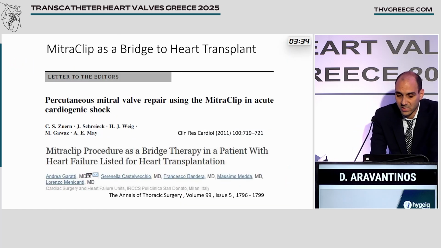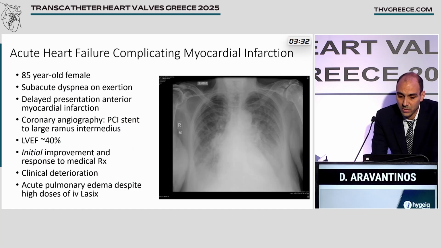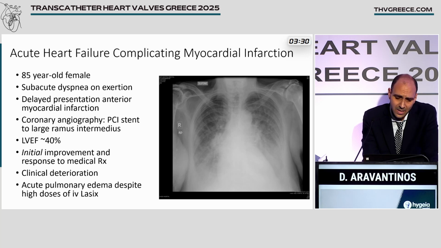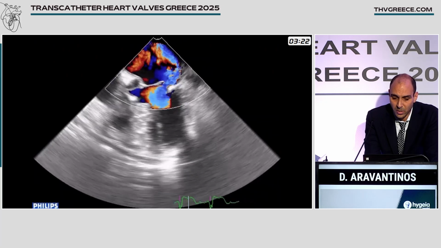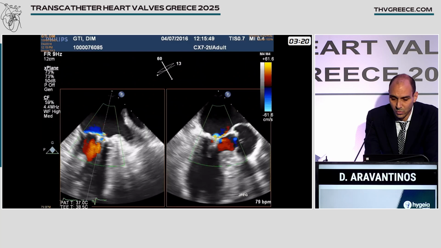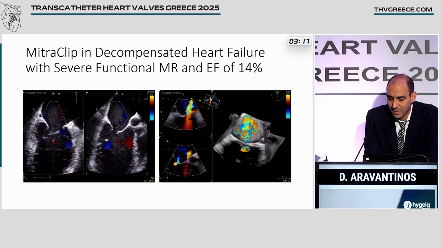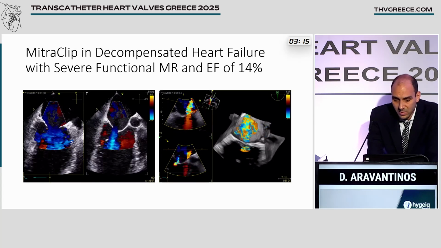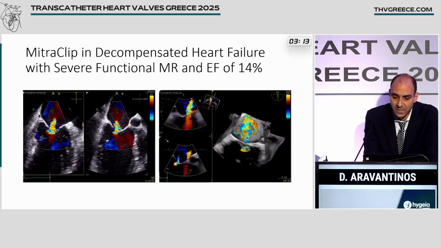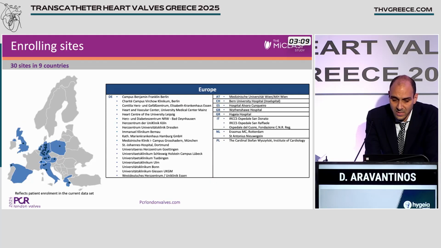MitraClip could be used as a bridge to heart transplant, and could be used in acute heart failure. Here is a patient with acute pulmonary edema after delayed presentation with anterior myocardial infarction, in whom the MitraClip was used. The device in general can be used in decompensated heart failure with severe functional MR and very low ejection fraction, 14% in this case.